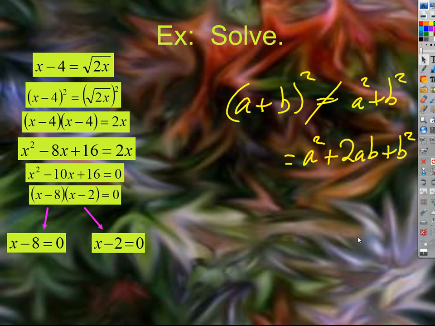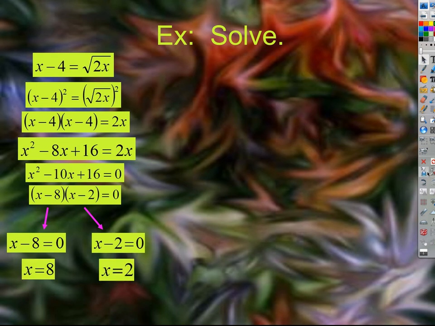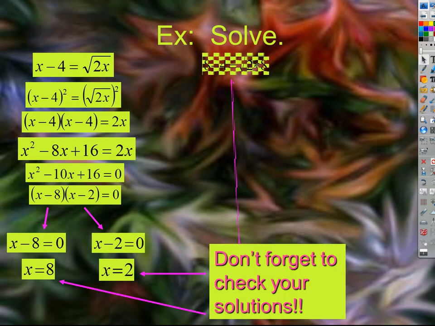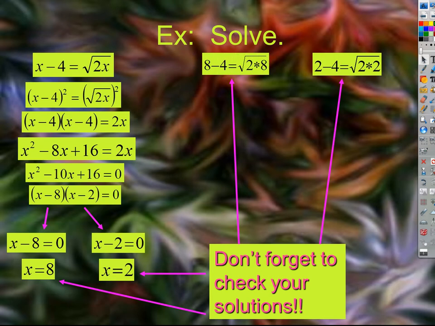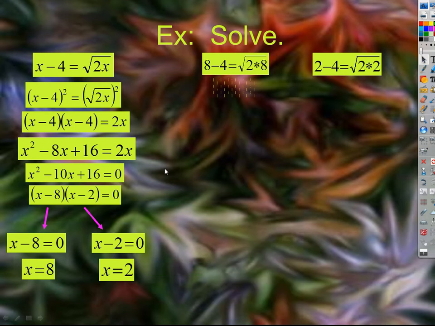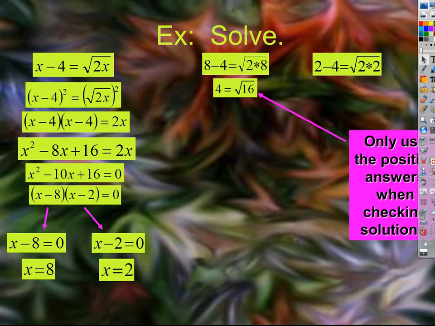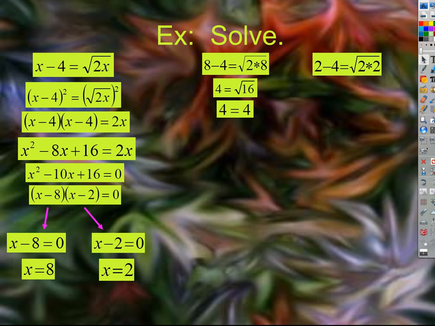8 and 2. Okay, but remember, are those both guaranteed to work? No, they're not. I have to check them. So let's check the 8. If I plug 8 in, now watch this. This is where it gets good. You won't miss this part. If I plug the 8 in, I get 8 minus 4 equals the square root of 2 times 8. Does that work? Well, it gives me 4 equals the square root of 16. That's true, right? That checks. Okay, 4 equals 4. Check.